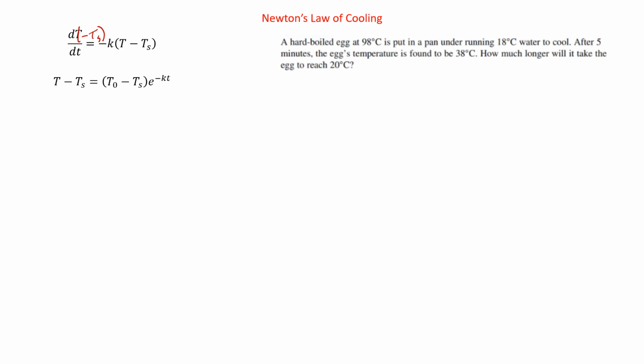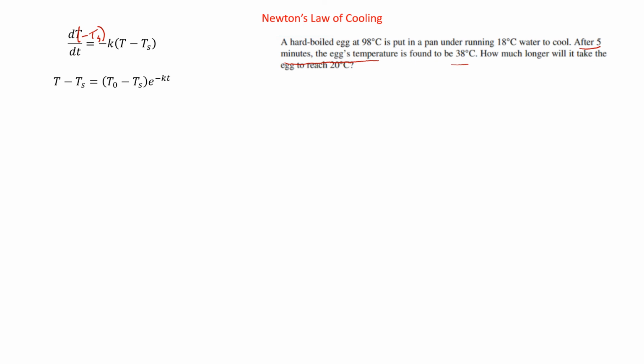So how do we do a problem like this? Well, a hard-boiled egg at 98 degrees Celsius is put in a pan under running 18 degrees Celsius water to cool. After 5 minutes, the egg's temperature is found to be 38 degrees Celsius. How much longer will it take for the egg to reach 20 degrees? So we're going to use the initial point that we're given at 5 minutes. It's 38 degrees Celsius.